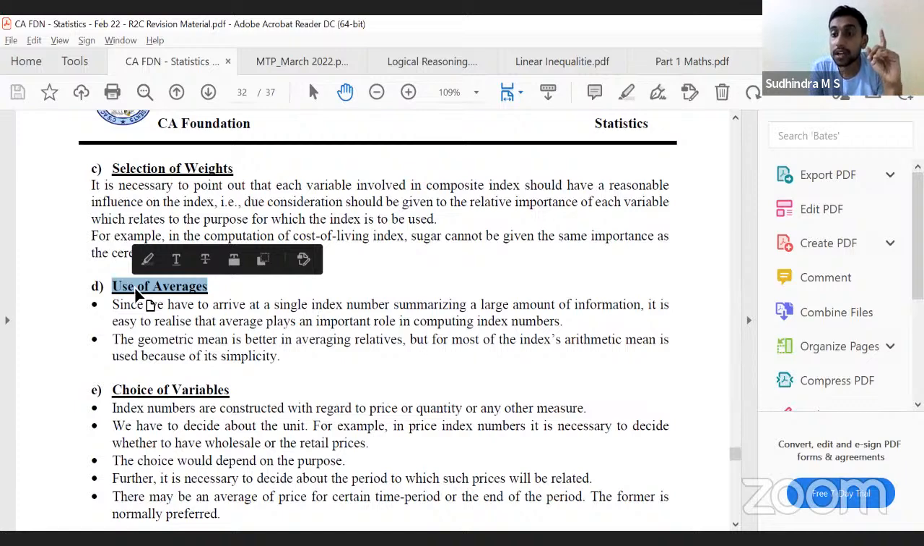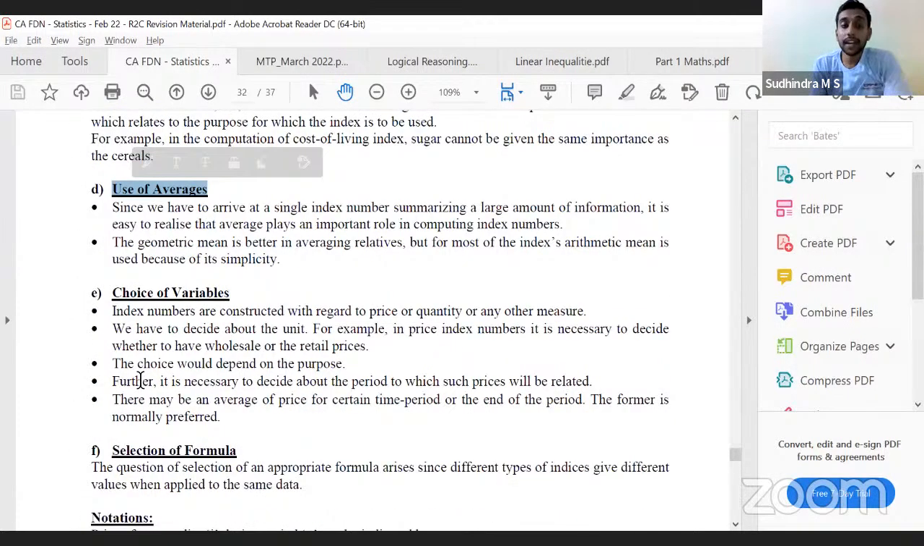Geometric mean is the best average. However, for ease of calculation and simplicity, we go with arithmetic mean. Then choice of variables. Index numbers are constructed with regard to price or quantity.